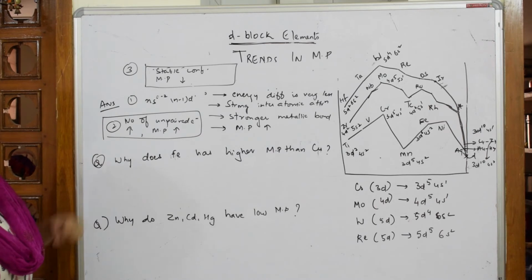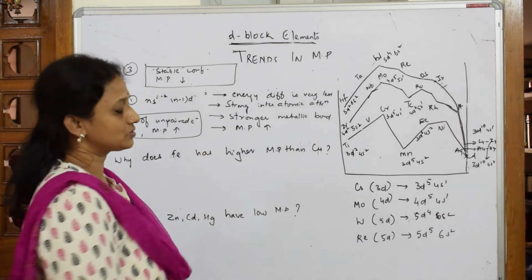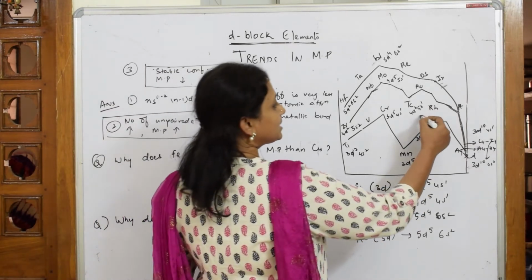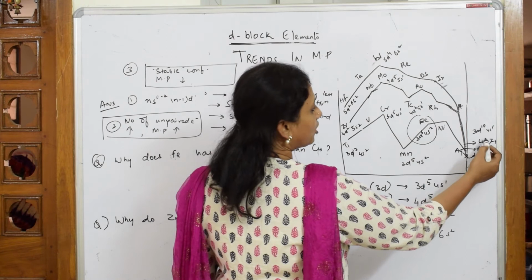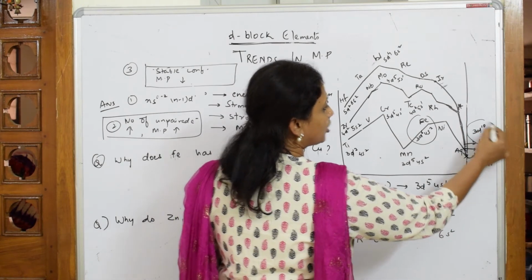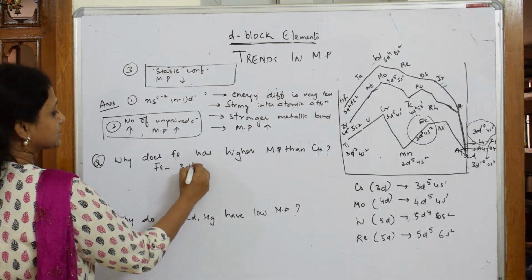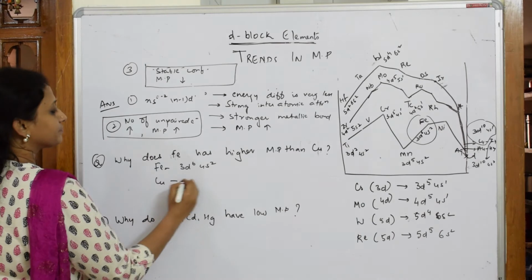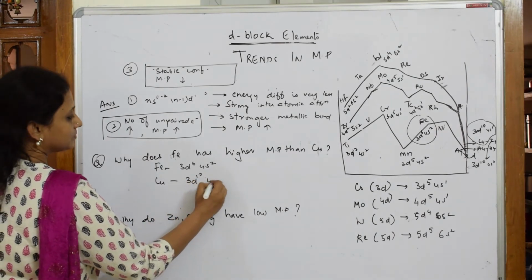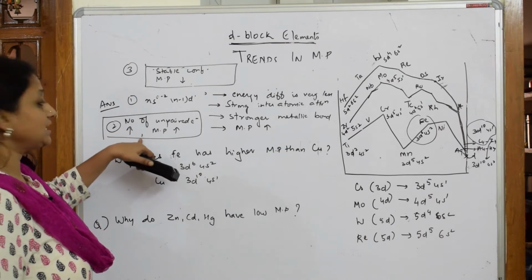Now they've asked me in this form: why does iron have a higher melting point than copper? So come back to iron. Now this is your iron, and they've asked you about copper. Copper is here. Let us write the configuration. Fe configuration is 3d6 4s2. Now the copper configuration is 3d10 4s1. Now I said the more unpaired electrons, the higher the melting point.